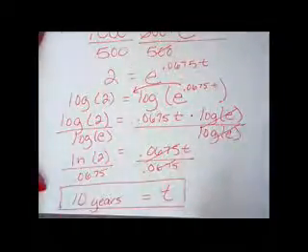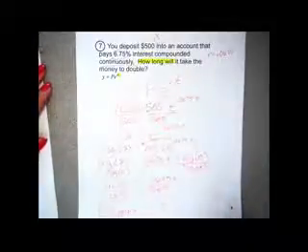So it takes 10 years for $500 to turn into $1,000, compounded continuously at an interest rate of 6.75%.